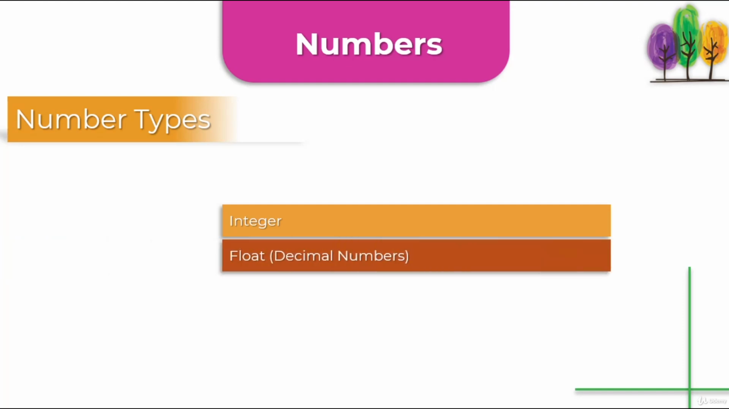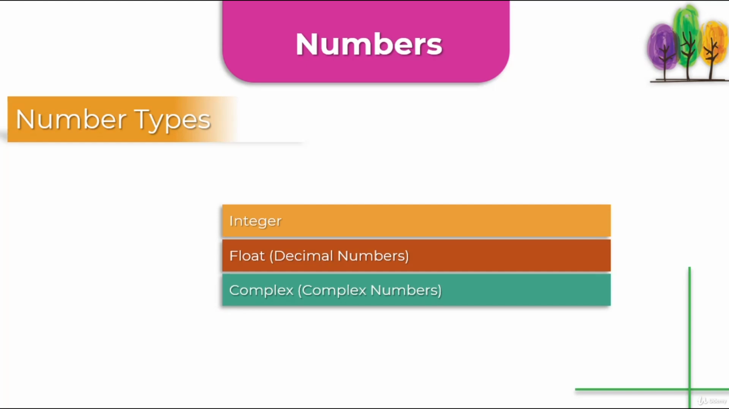Float, floating point real values. They represent real numbers and are written with a decimal point, dividing the integer and fractional parts. Floats can also be scientific numbers with an E to indicate the power of 10. A float, or floating point number, is a number, positive or negative, containing one or more decimals.